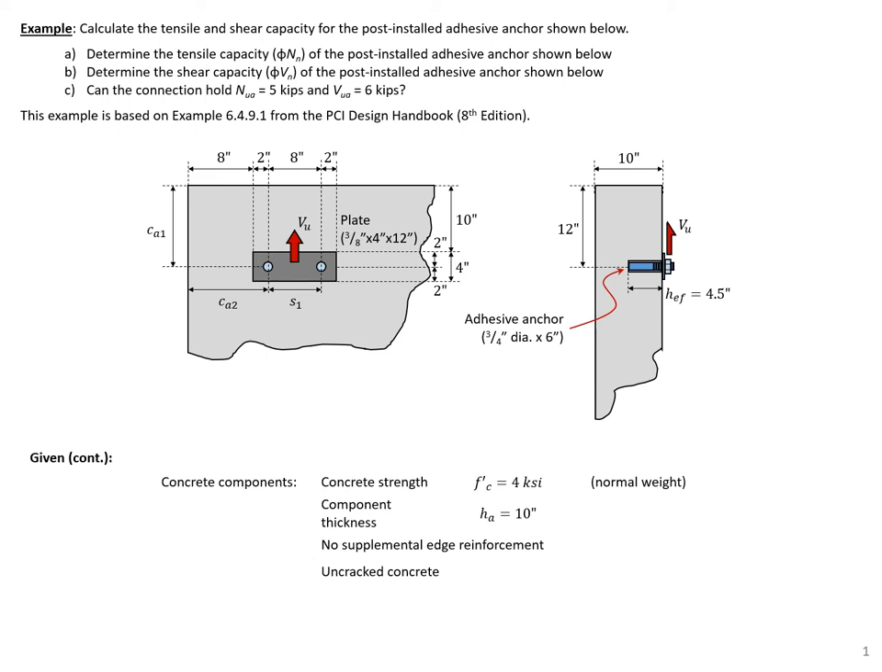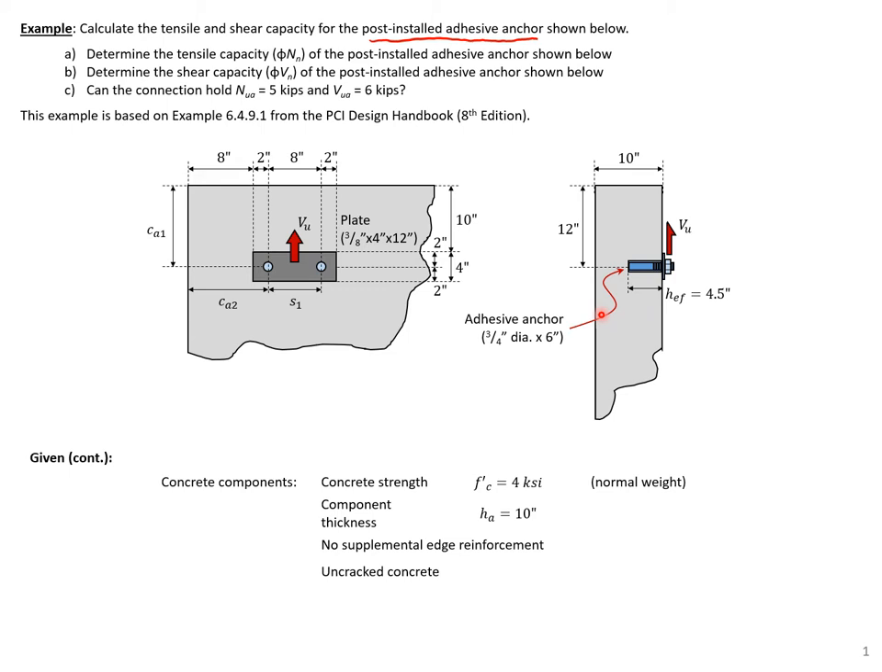In this example problem, we're going to calculate the tensile and shear capacity for a post-installed adhesive anchor. Some of the details about it are shown here. We have two post-installed adhesive anchors that are connected with a plate with given dimensions, and the anchors are spaced as shown, so 10 inches from one edge and 12 inches from another edge. You can see the thickness of the element that we're anchoring into is 10 inches.